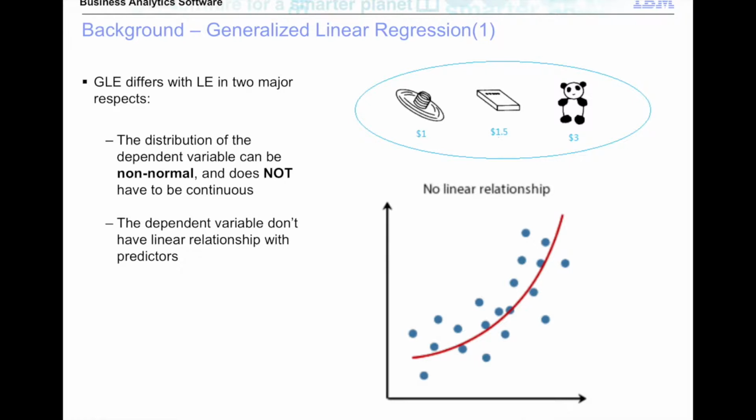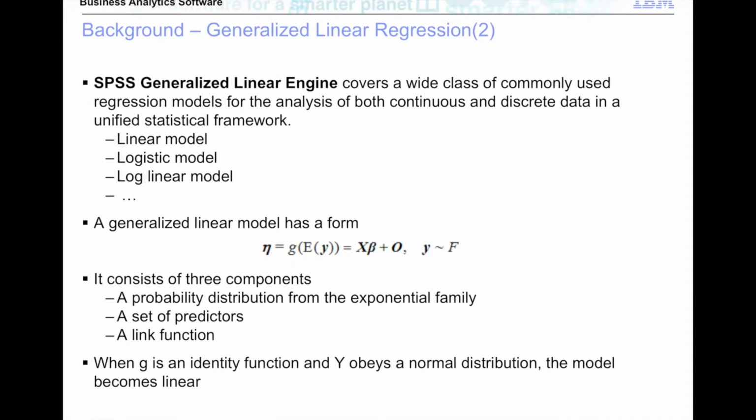Second, the dependent variable doesn't have a linear relationship with the predictors, as the red plot shows. The generalized linear model can be used to predict responses for discrete distributions, and for target variables which are non-linearly related to the predictors. The SPSS generalized linear engine is based on generalized linear regression algorithms, covering widely used regression models, which are used to analyze continuous or discrete data in a unified statistical framework, such as linear regression and logistic regression.